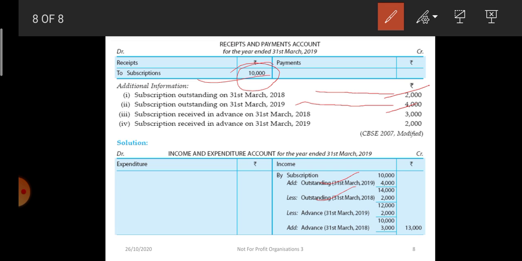In the same manner, advance in the beginning is related to current year, so that amount will be added. Okay, and advance at the end of the year is related to next year, so it will be deducted. After all the plus and minus, the amount 13,000 is received, and it is shown on the credit side of income and expenditure, as subscription is considered as income.